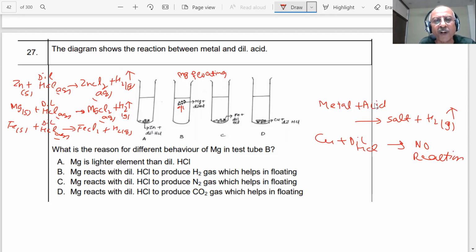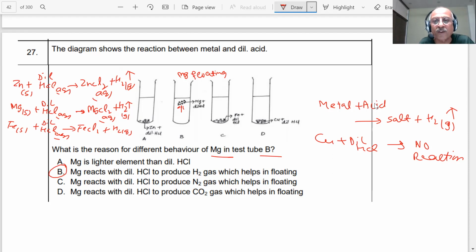What is the reason for different behavior of magnesium in test tube B? What is the different behavior? That magnesium is floating. These are not floating, student. Is magnesium lighter than dilute HCl? No. Magnesium reacts with the dilute HCl to produce hydrogen gas, which helps in floating. Okay, that is correct, student. Magnesium reacts with the dilute HCl and hydrogen gas is produced. This helps in floating. This is the correct answer.